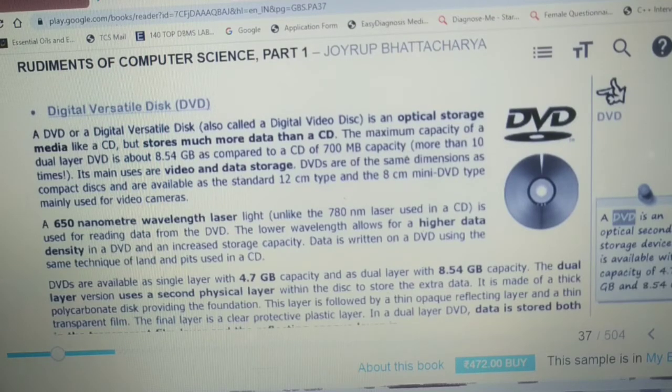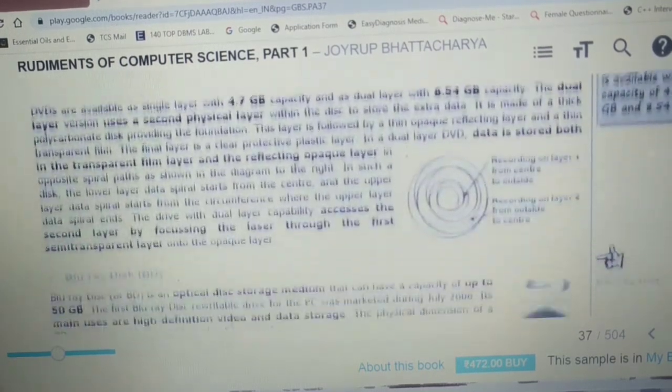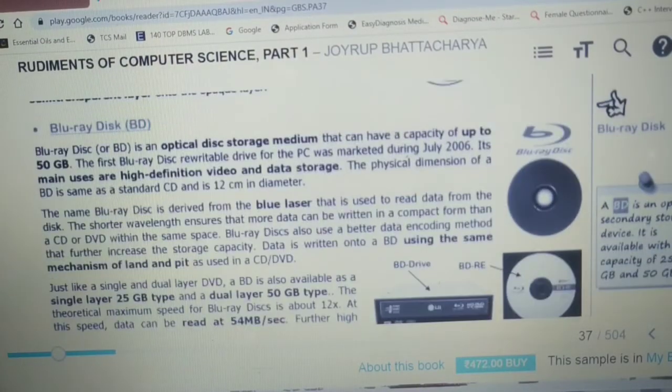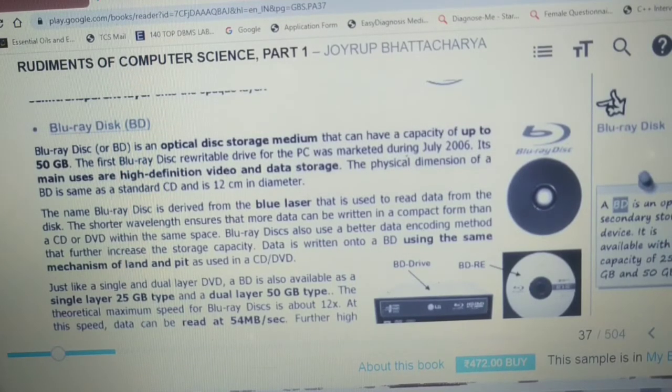Now coming to Blu-ray discs. It is also very important. This question came in the year 2018: what is a Blu-ray disc? A Blu-ray disc or BD is an optical disc storage media that can have a capacity of up to 50 GB. It has more capacity than the DVD. The main uses are storage of high definition video, and data storage.